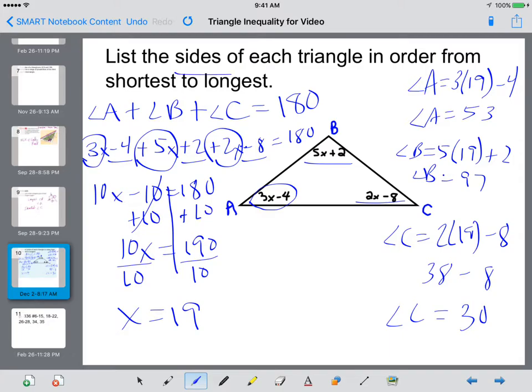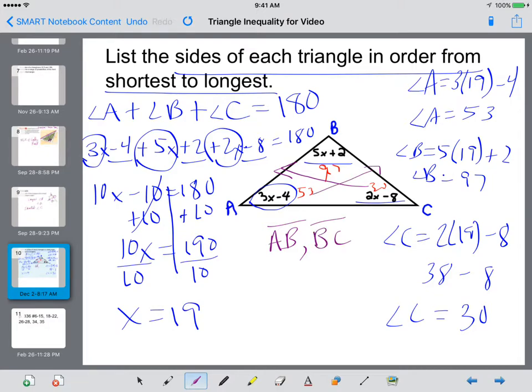Therefore, if we want the sides from shortest to longest, I'm going to use a different color. Angle A, 53, 97, and we had 30. So we never believe the picture, always believe the math here. So the shortest side is opposite the shortest angle. Therefore, it would go AB as the shortest. Next in line would be 53, so opposite it would be BC. And last, 97, opposite that would be AC. So here's the shortest, and here's the largest.